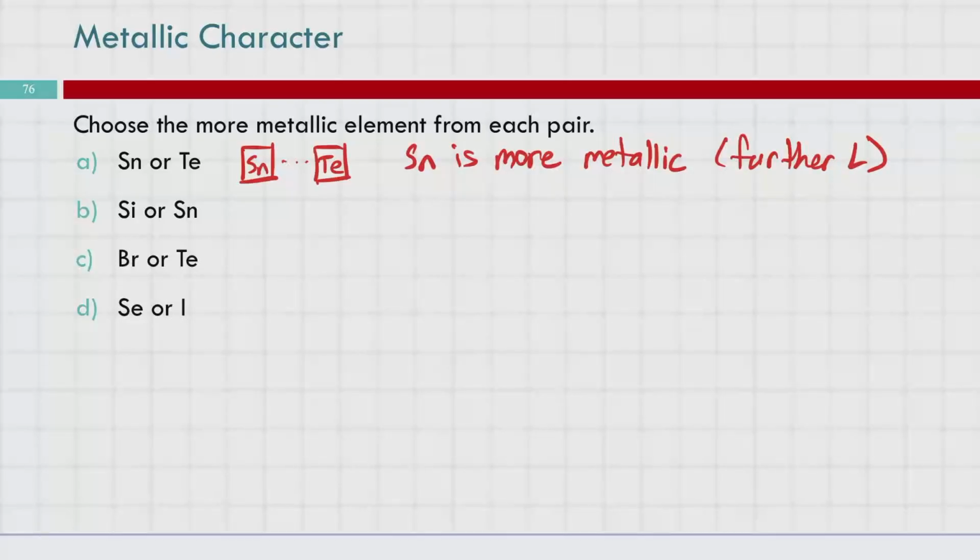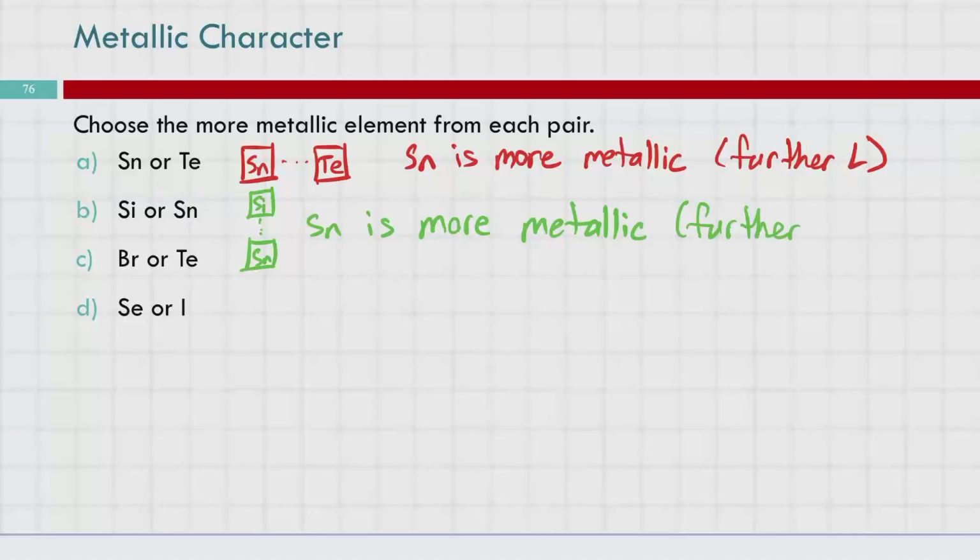And then what about Si or Sn? This one is also tin. It's more metallic because it's further down. It's easier to pluck an electron off. Tin is also a metal. Silicon is a metalloid or semi-metal. So that would also work.